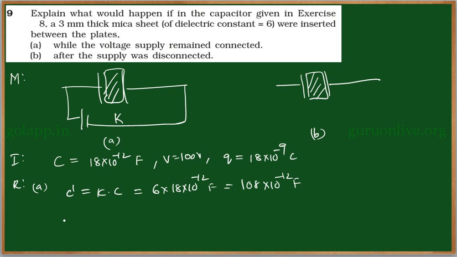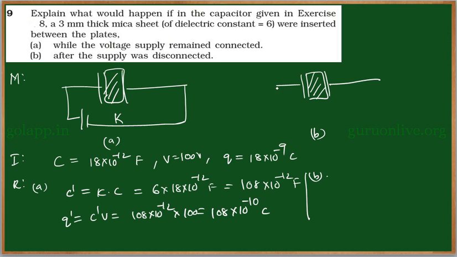Now the new charge that is deposited on the capacitor can be written as Q dash is equal to C dash V, that is equal to 108 into 10 to the power of minus 12 into 100, that is equal to 108 into 10 to the power of minus 10 coulomb. This is the first case. Now come to the second case.